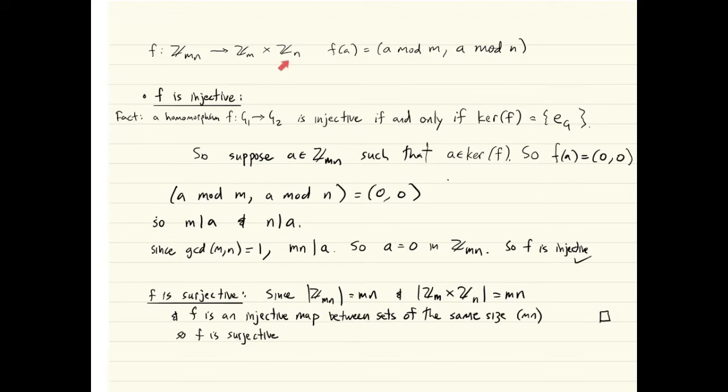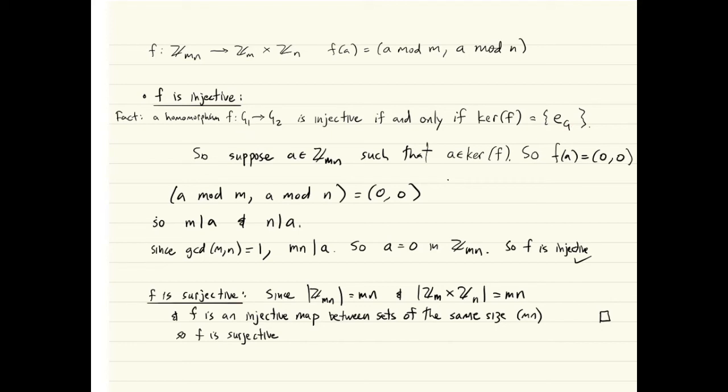So here again is the map F. It takes an element A in Z mod MN and returns the ordered pair A mod M and A mod N. Now to show that F is injective, I'm going to use a fact that I'm going to prove shortly in an upcoming video. And that's that a homomorphism F, any homomorphism from one group to another group, is injective if and only if the kernel of F is the identity element of G1.